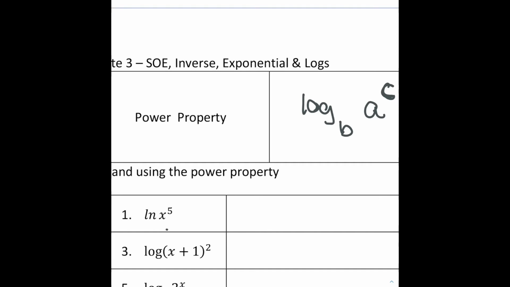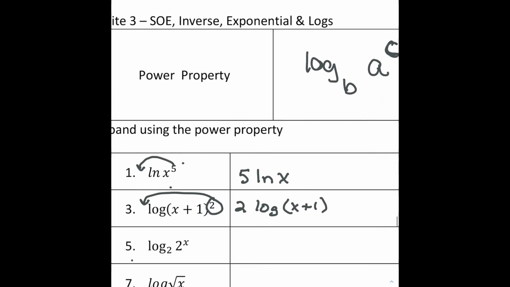All right, so what's going to happen with this? This natural log has a base of e, so we treat it the same way. So we have x to the 5th, that 5 will drop, and that'll be 5 natural log of x. This has a power of 2. The 2 would drop, and this would be 2 log of x plus 1. This has a power of x, so the x would drop, and I would get x log base 2 of 2.